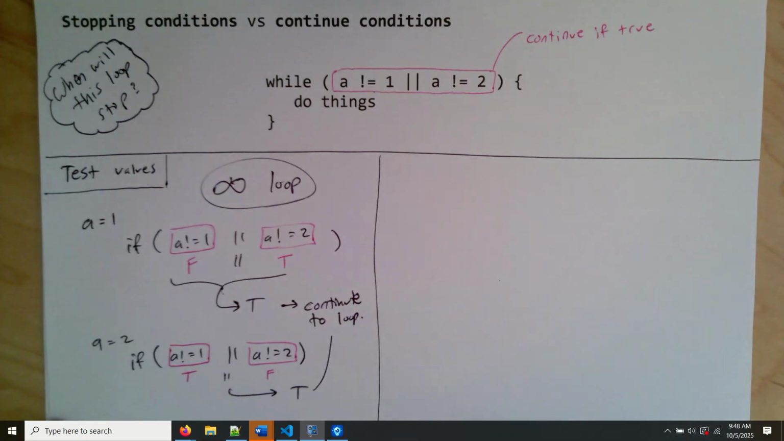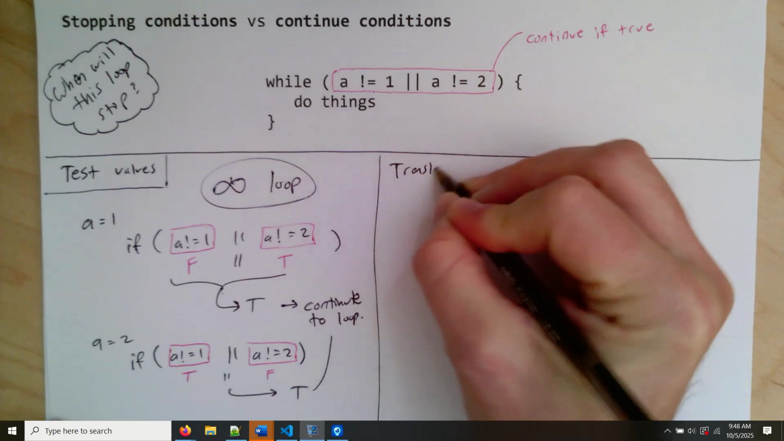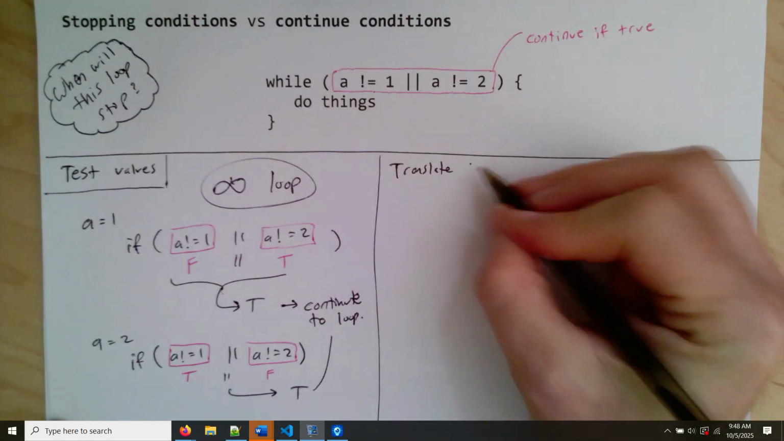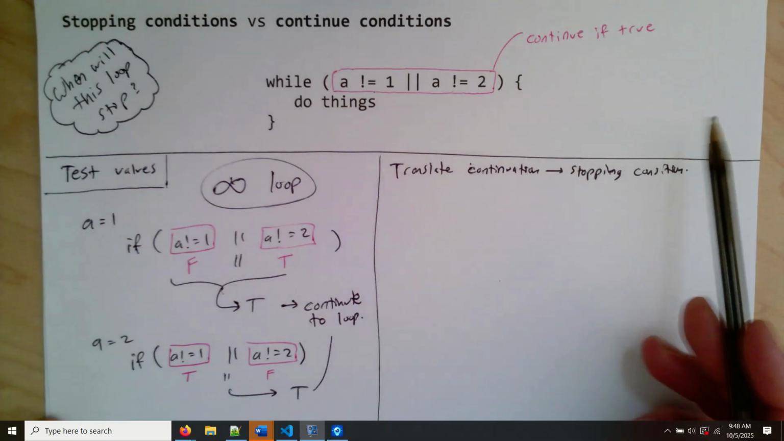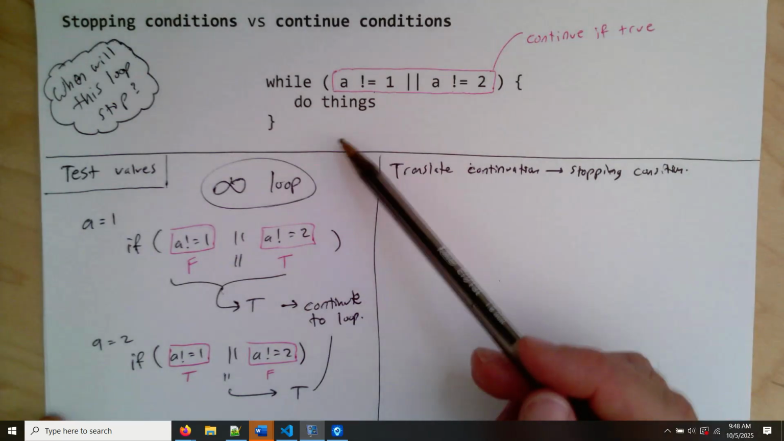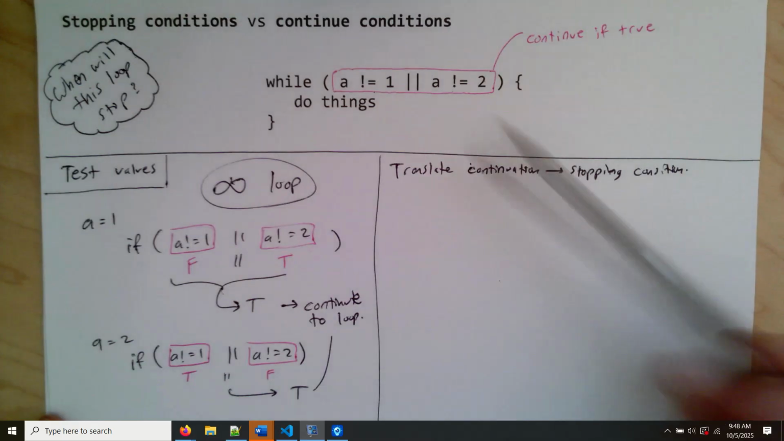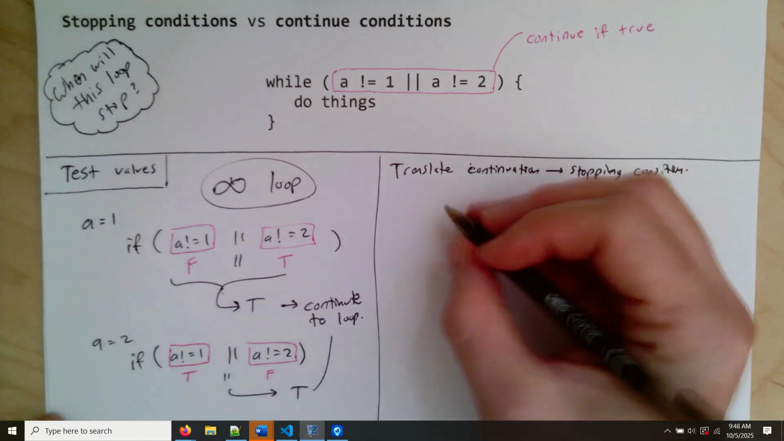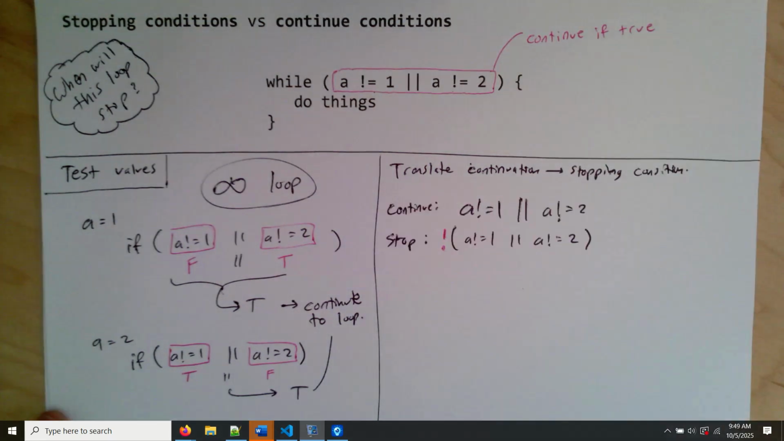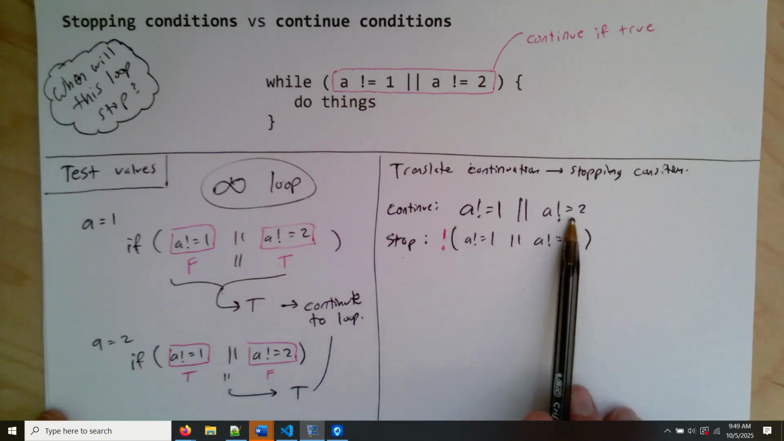Okay, let's think about the other skill, which is to translate the continuation condition into a stopping condition. Continuing and stopping are opposite. If I am not stopping, I'm continuing. If I'm not continuing, I'm stopping. So let's take the continuation condition, and I can say, if it is not true that the continuation condition is happening, that must mean that we're stopping. So you can find the stopping condition just by negating the continuation condition.